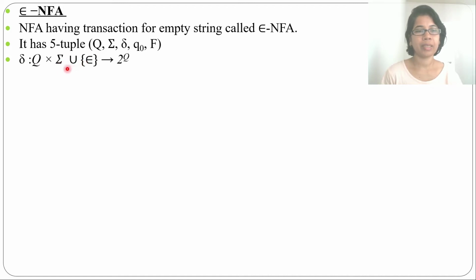In NFA there was just transition with alphabet, but here it may be a transition with epsilon, alphabet plus epsilon, and that is raised to 2 power Q, which means it may lead to more than one state. From a transition of Q with alphabet or epsilon, it can be more than one state. The expressive power of Epsilon NFA, NFA and DFA is the same because we can convert Epsilon NFA to NFA and NFA to DFA. The same language can be accepted by all three.